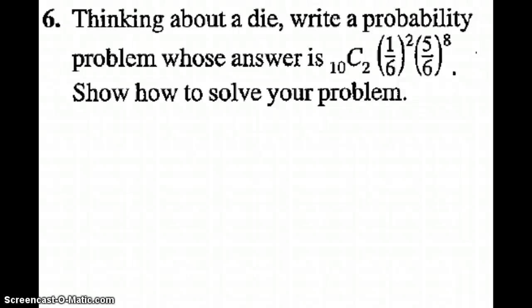Okay. Actually, there was one more in the part C test. This has to do with the binomial probability. This is kind of like the do now we just did today in class. Well, today if you're me making this video, probably a couple of days ago for you. 10c2, 1/6 squared, 5/6 to the 8th.